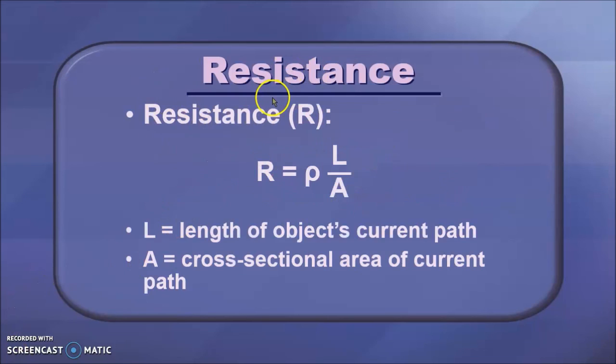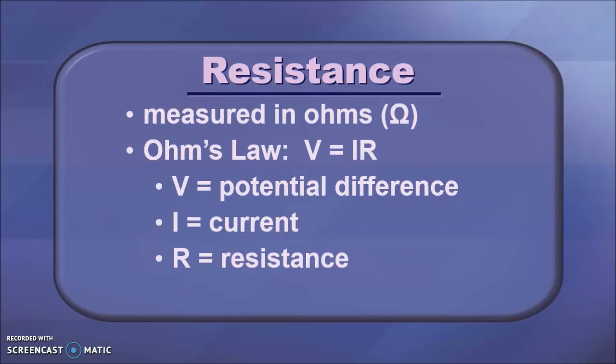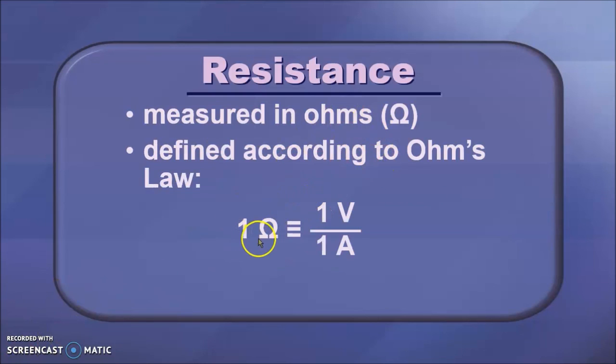Now resistance, different than resistivity, is equal to the resistivity times the length of the object's current path divided by the cross-sectional area. These values are found on a table on page 451 in your book. Resistance is measured in the unit of ohms, and this is Ohm's law. An ohm is defined as 1 volt for every 1 ampere.